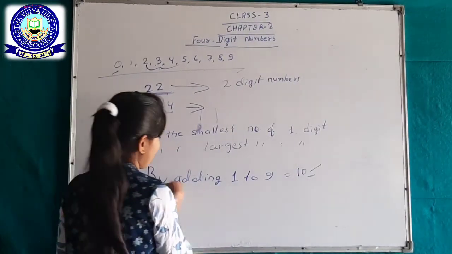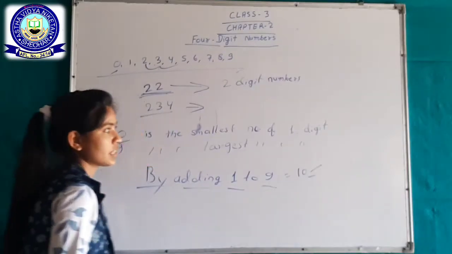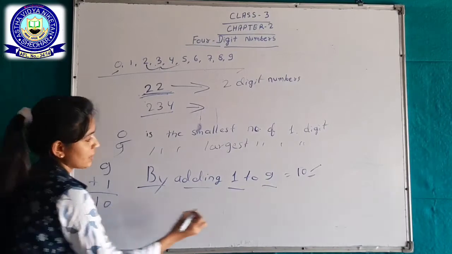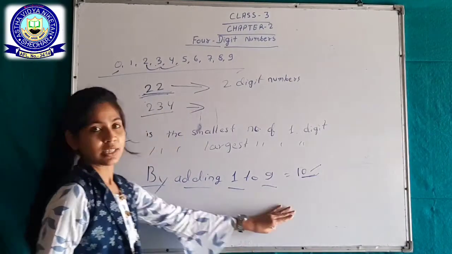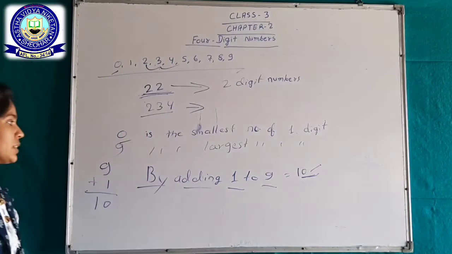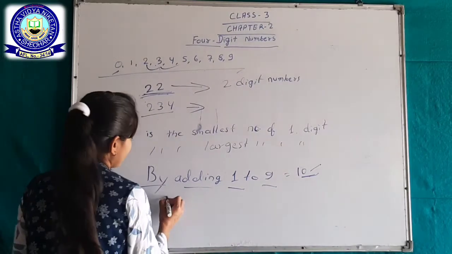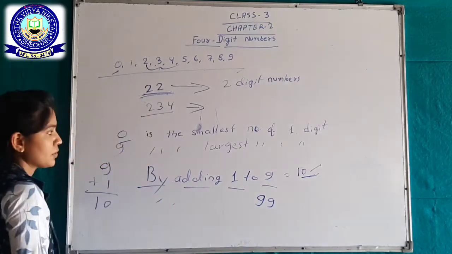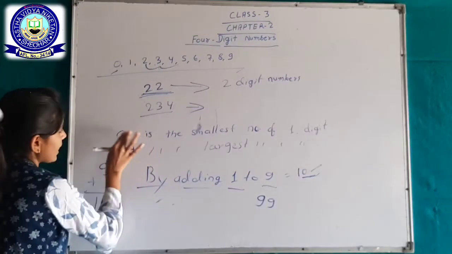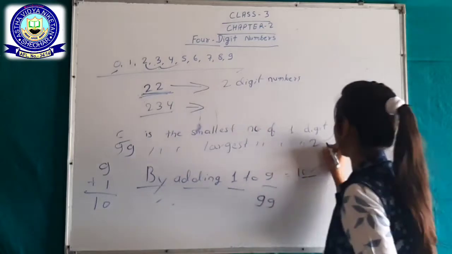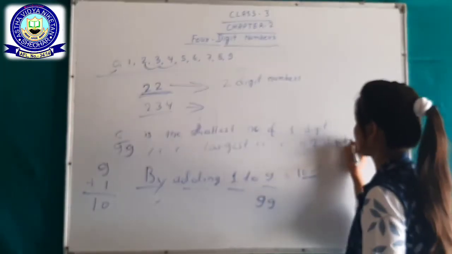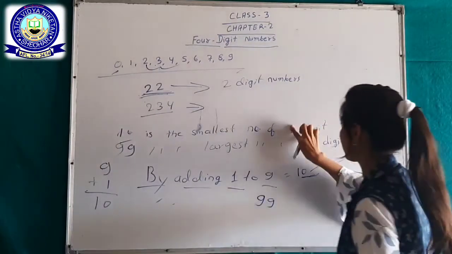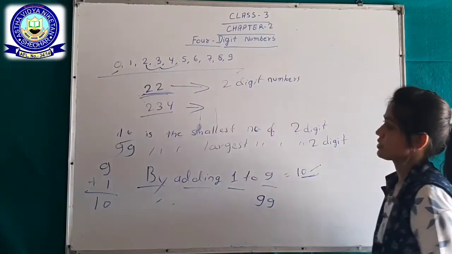Listen again. When we add 9 plus 1, we get 10. This 10 is the smallest number of two digits. And 99 is the largest number of two digits.